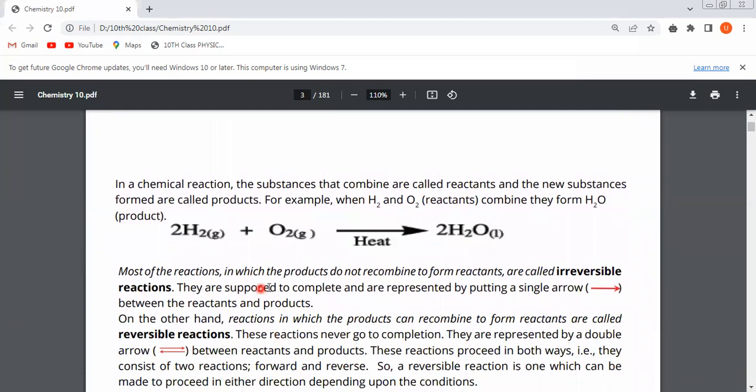Most of the reactions in which the products do not recombine to form reactants are called irreversible reactions. They are supposed to go to completion and are represented by putting a single arrow between the reactants and products.